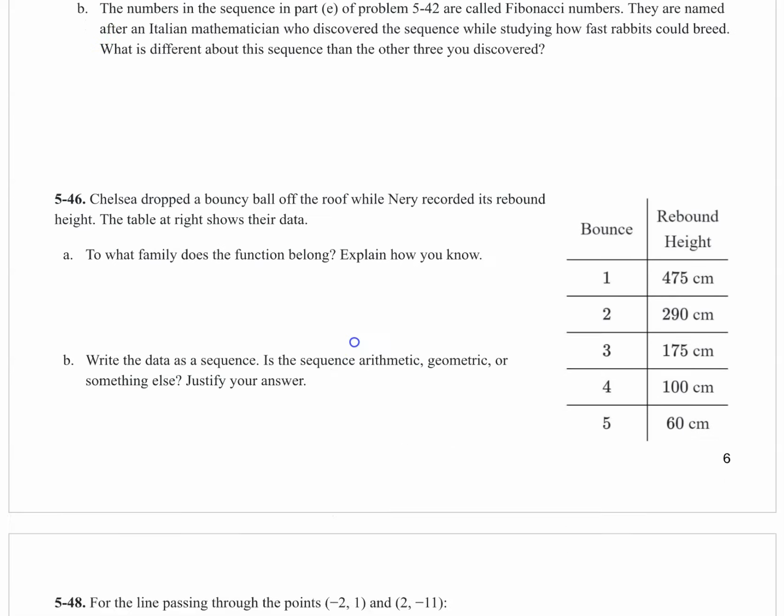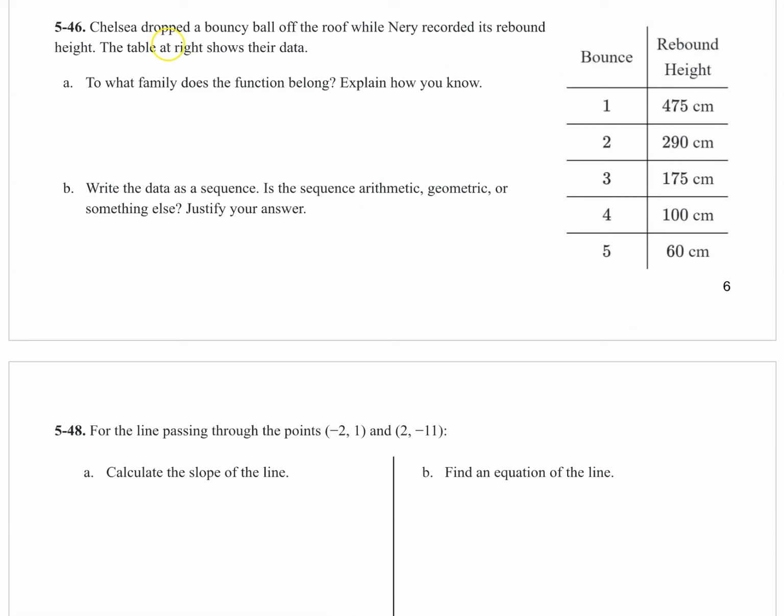Alright, try B. Next is 546. Chelsea dropped a bouncy ball off the roof while Neary recorded its rebound height. The table at right shows their data. To what family does the function belong? Explain how you know. Well, if you remember, the rebound height is part of the exponential family. This is also known as the geometric family.